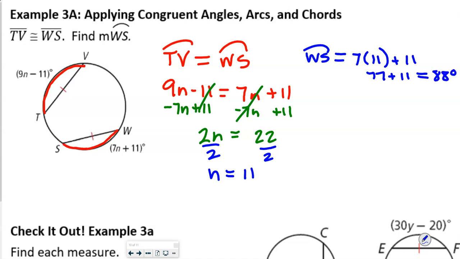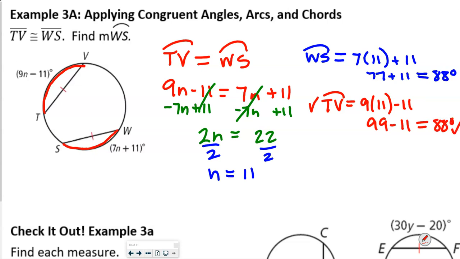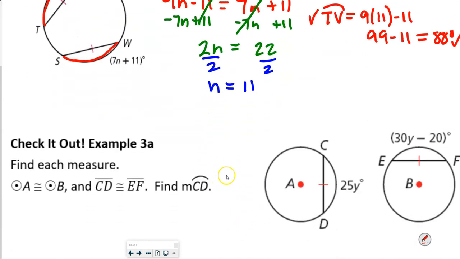Now, what I know is that these two arcs should equal each other, so a great way to check this is to plug that n back into TV as well. So to check it, we're going to put it back into arc TV as well. So that's going to be 9 times 11, that's 99, minus 11. 99 minus 11 is also 88. So we have just checked our answer to verify that it is indeed correct, and it is. So make sure that you pay attention to that. And as always, one of your answer choices will probably be 11. That's not the answer because it asked us to find the measure of arc WS. Okay? So let's see if you can do this, check it out, and then come back to me when you're done.